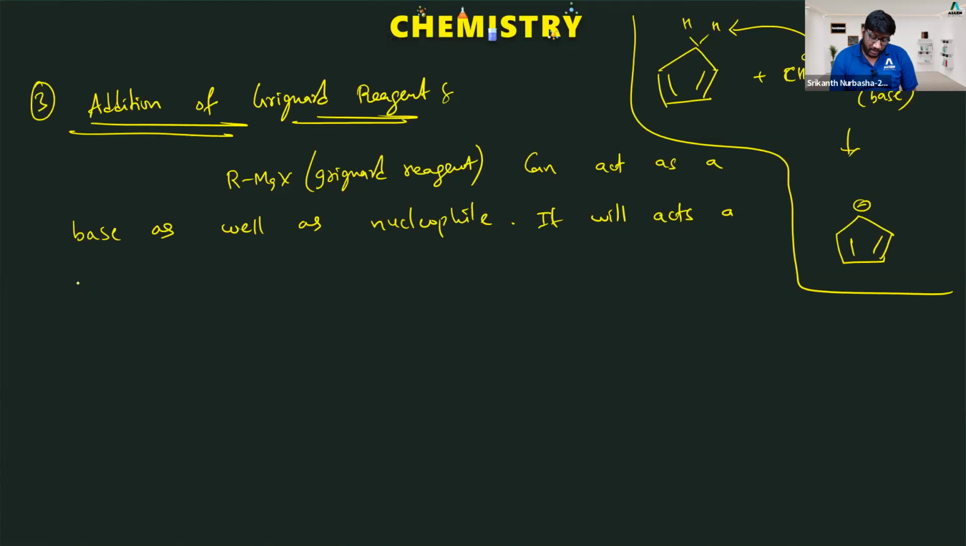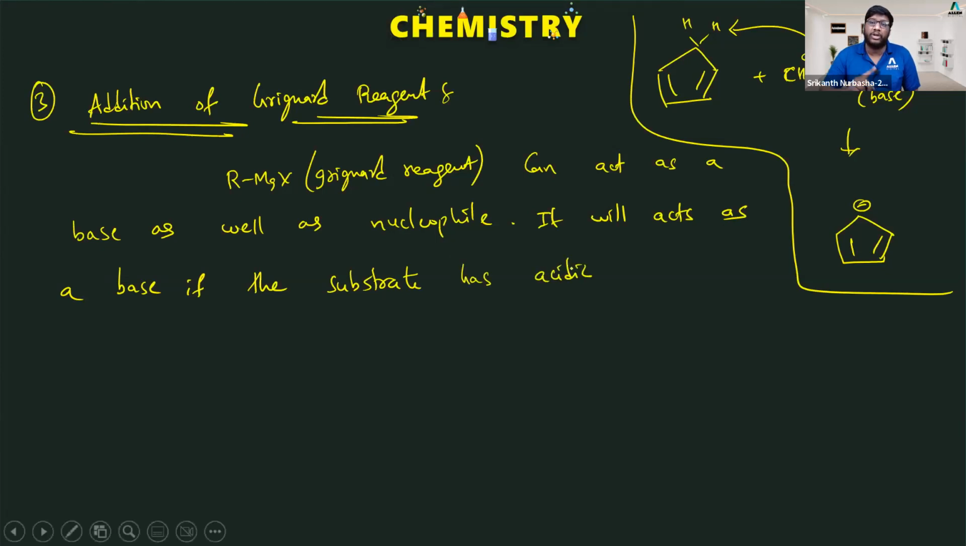It will act as a base if the substrate has acidic proton. Acidic protons are those protons which are connected to more electronegative atoms. Generally, carbon is more electronegative. The CH bond is not acidic. But here we have given an example. Although the CH bond is not having great electronegative difference, here CH3 minus acts as a base, because if it picks up the proton, we get the cyclopentadienyl anion, which is aromatic in nature. Okay, it will act as a base if the substrate has acidic proton.